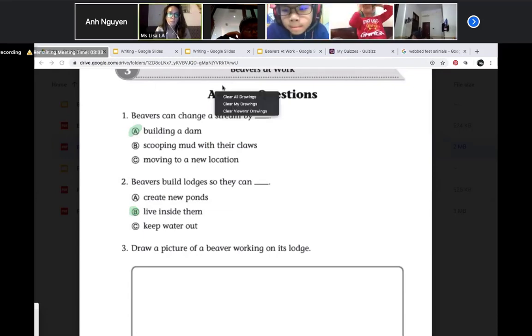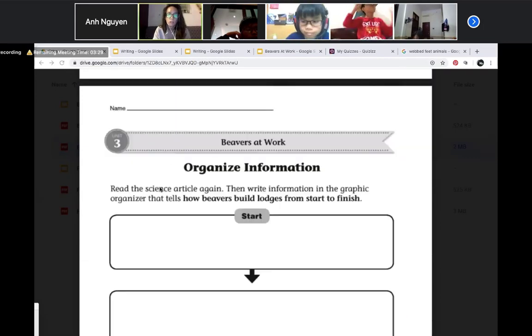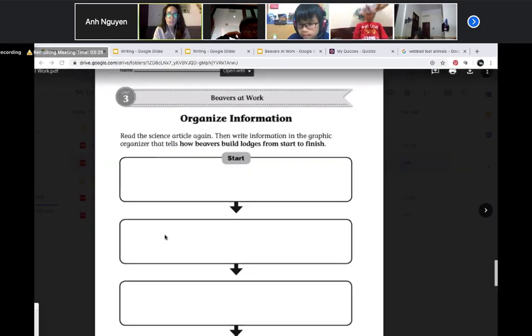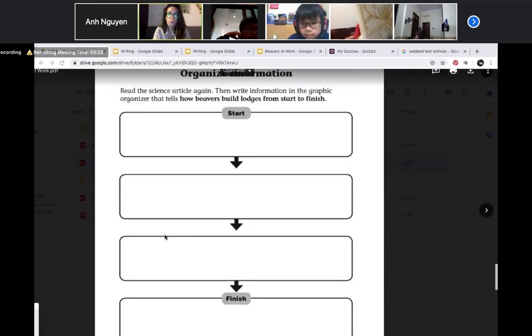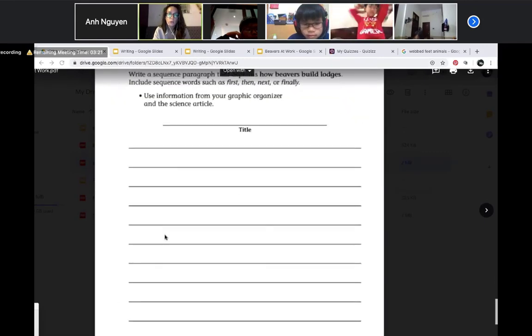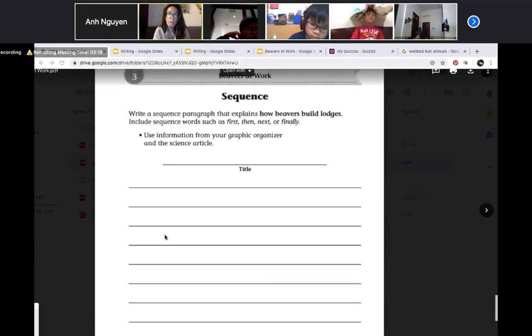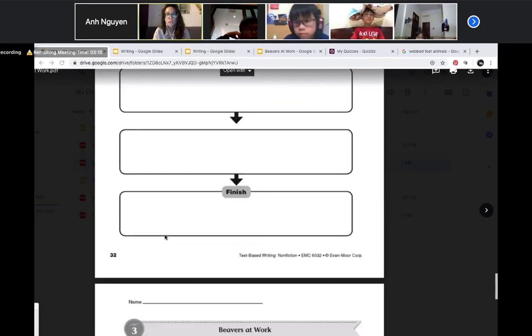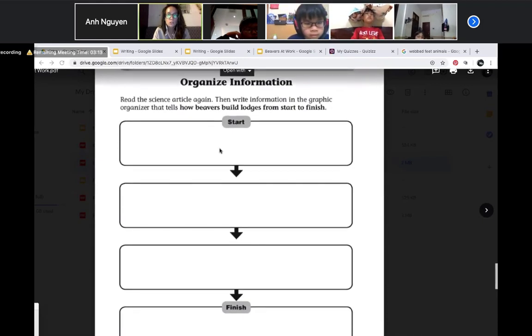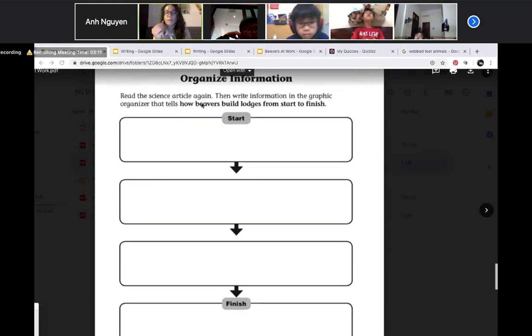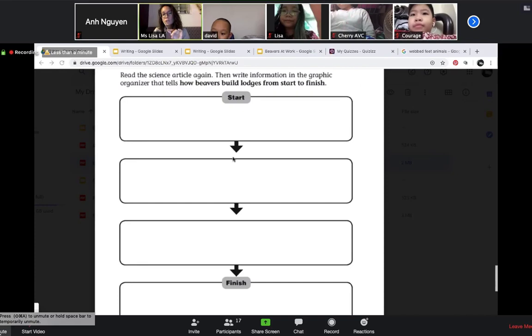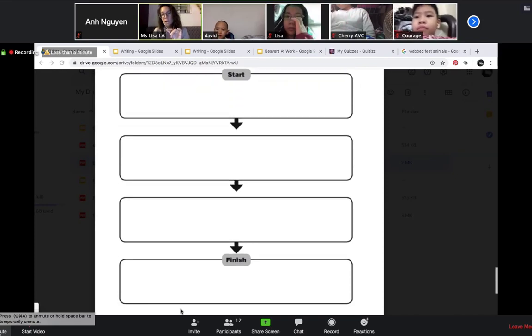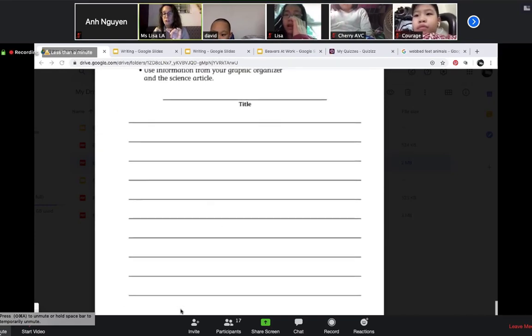Okay. So now we need to organize our information. We're going to organize our information, and then for homework, you're going to write a paragraph that explains how beavers build lodges. Okay, so let's talk about what do beavers do first. So we have 3 minutes left. You can do this chart at home for homework, and then you can also do the paragraph for homework.